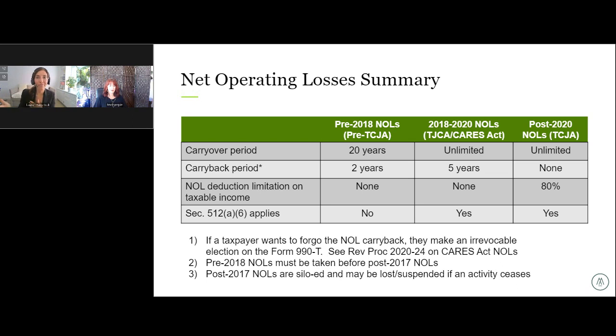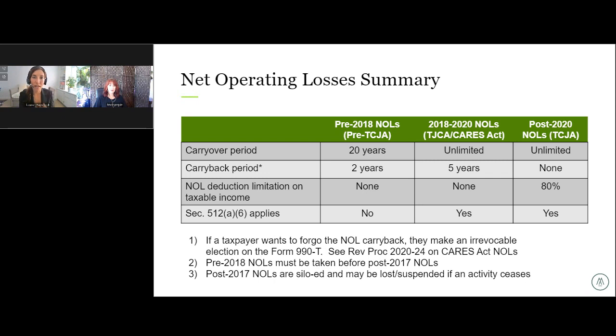But they do have that 20-year expiration period. After the Tax Cuts and Jobs Act, we had a change, right? So the post-2020 NOLs, that's what we got with the Tax Cuts and Jobs Act. Unlimited carry forward period. That's the last column here. Unlimited carry forward period with no carryback allowed, and an 80% NOL limitation against taxable income.